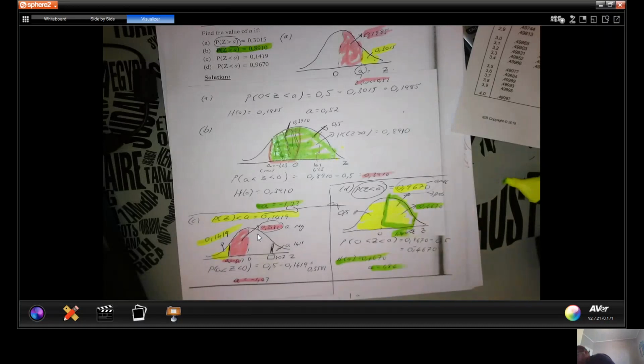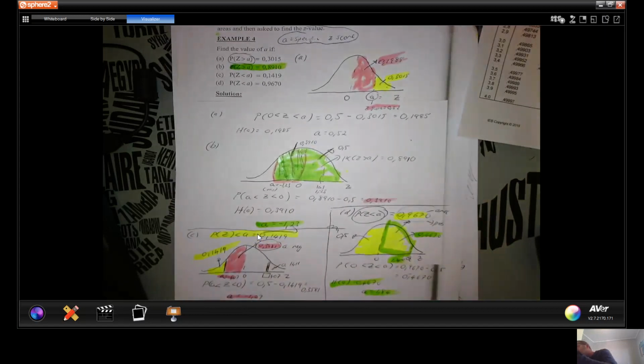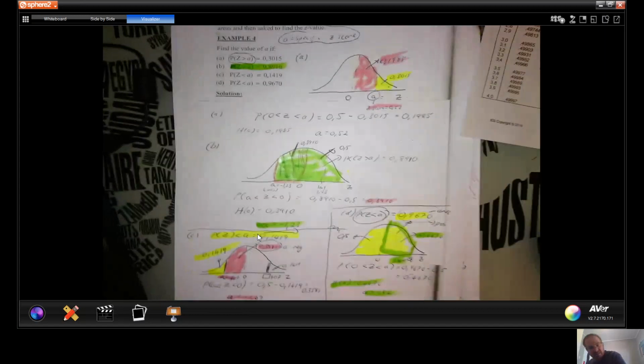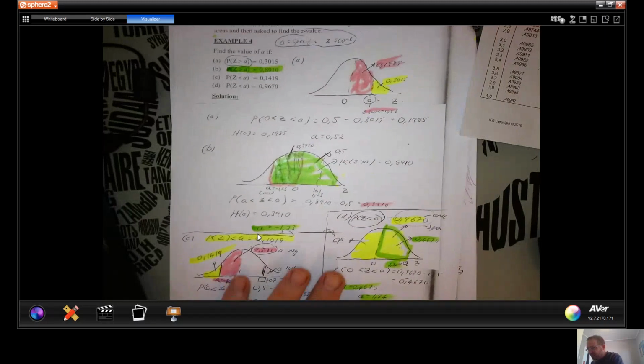So we get 1.84. Okay, let's see if we have to throw Hannah out the window. Did she get it? Is 1.84 the right answer? Yes, it is. Congratulations, Hannah. That is example 4 done. Lovely stuff. I hope you managed to get most of that done.